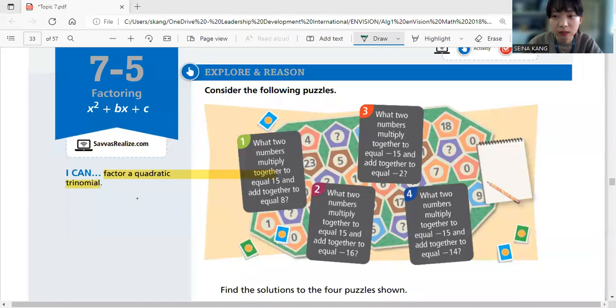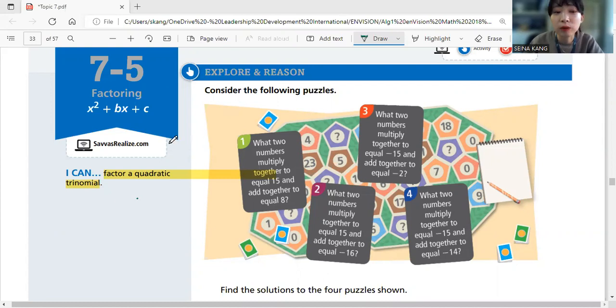Hi guys, this is Algebra 1, Lesson 7-5, factoring x²+bx+c. In the previous lesson, we learned the basics of factoring polynomials. So today, we will see how we can factor a quadratic trinomial.